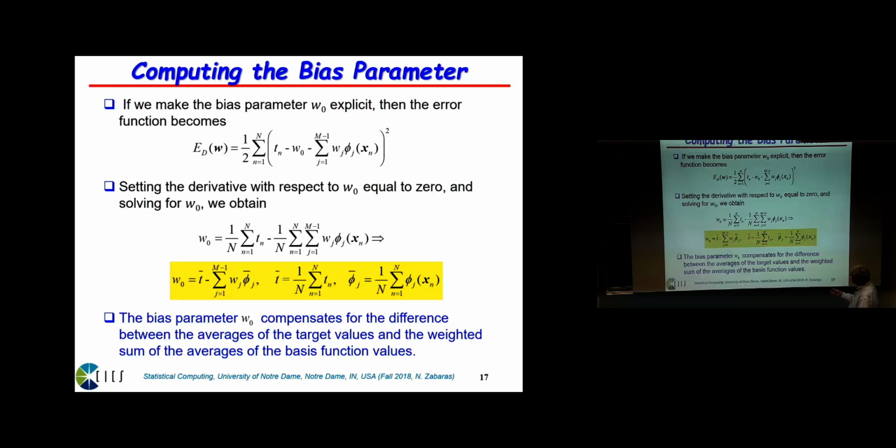Looking at this, what is this physically? What does it mean? That's the mean of your response at all your data points from your training data. And what is this? This is basically the prediction of your regression function where the basis functions are averaged over the data points. Okay? So the idea here is that if you knew W, then W0 is immediately calculated from this exact formula.